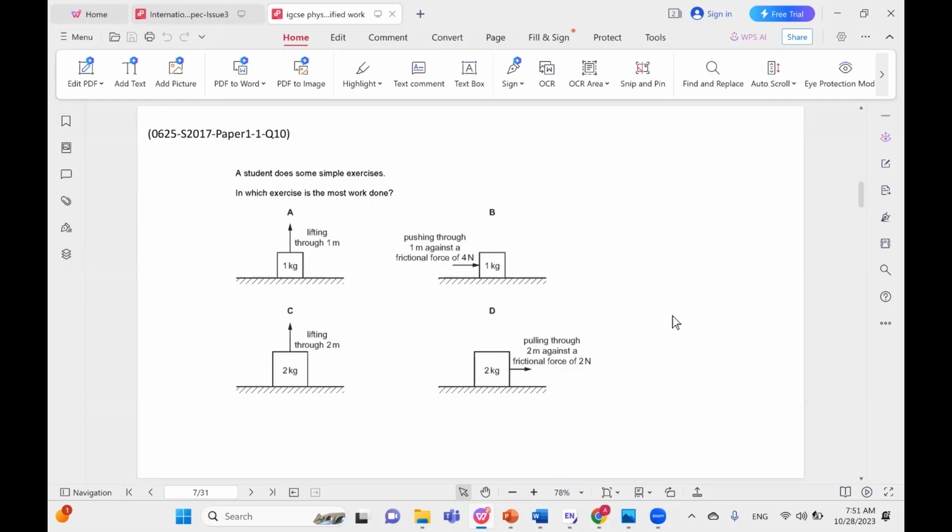The student does some simple exercises. In which exercise is the most work done? So you have to identify what force you're acting against in each case. And by the way, you have to remember that the force has to be parallel to the direction of motion. So in this case, the force is vertical and equal to 10 because it's the weight of the object. In this case, the force is vertical and equal to 20.